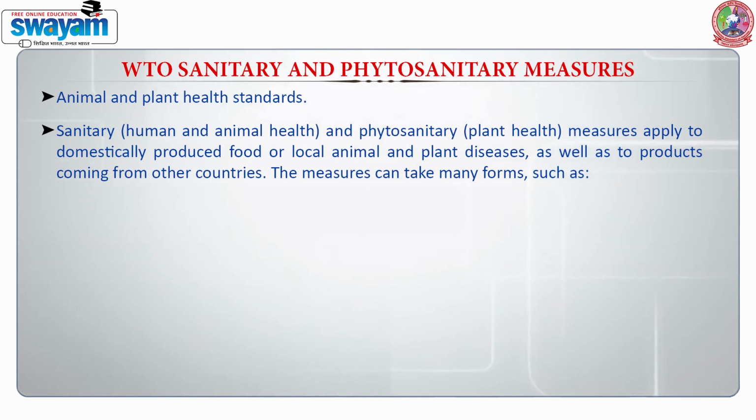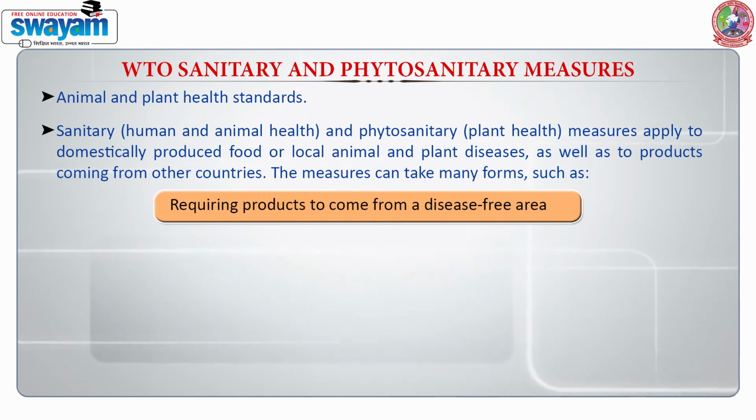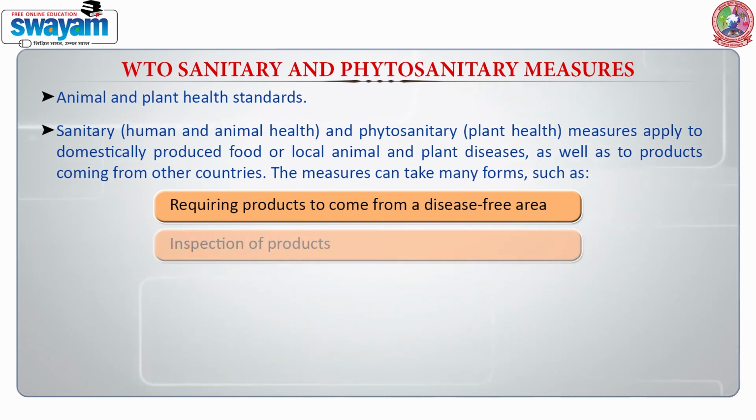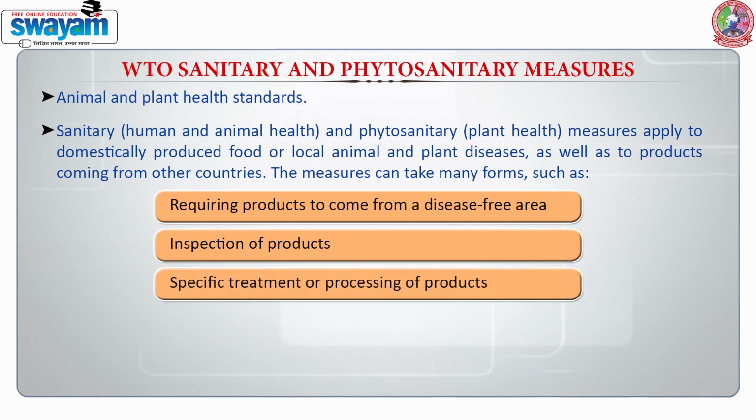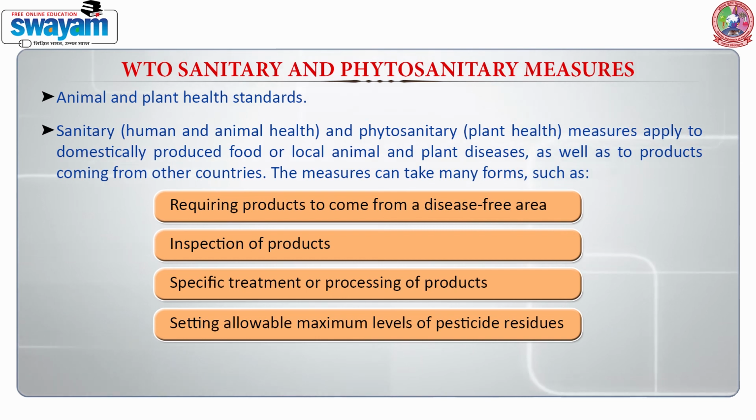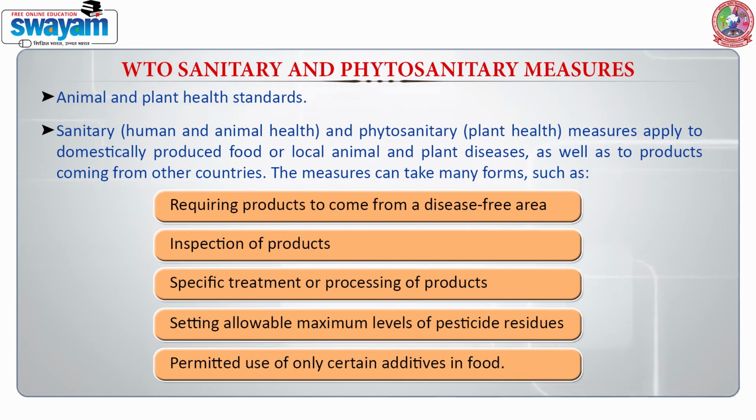The measures can take many forms, such as requiring products to come from a disease-free area, inspection of products. We can also give specific treatment or processing to the products. We have to give an allowable maximum level of pesticide residues. We have to also talk about permitted use of only certain additives in the food.